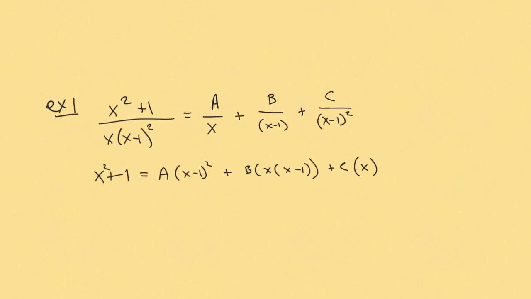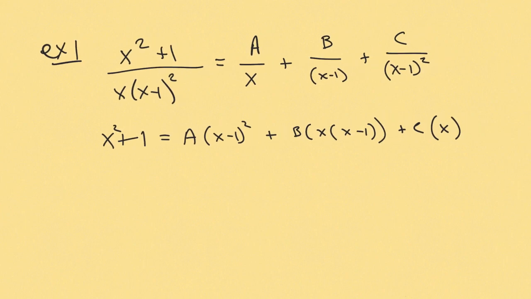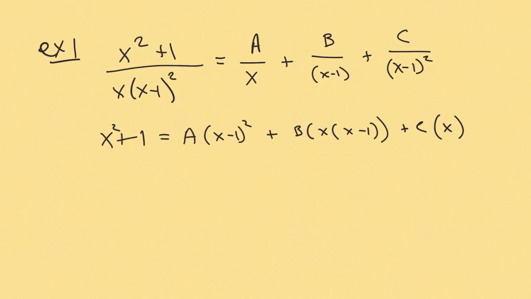And let's take a look at example one. So I've already kind of got this one started. We had our original problem that we were trying to break up is x squared plus 1 over x times x minus 1 squared. It's already factored out for you, and we see that we have a linear factor x and then a linear factor repeated as x minus 1 is squared.